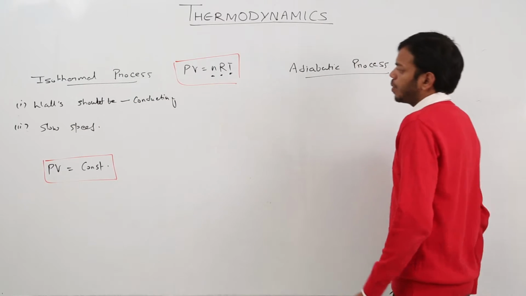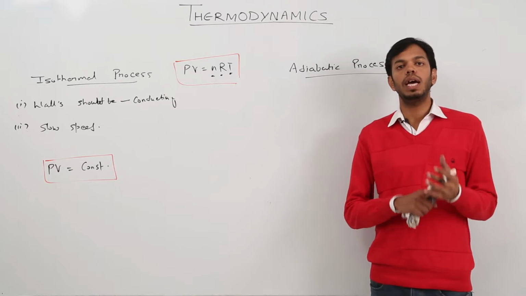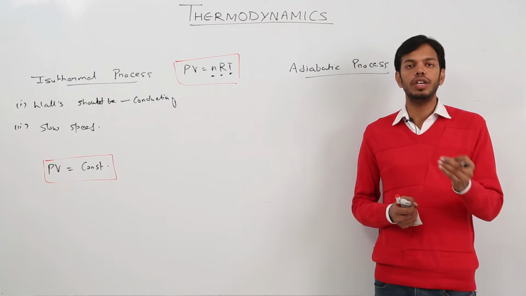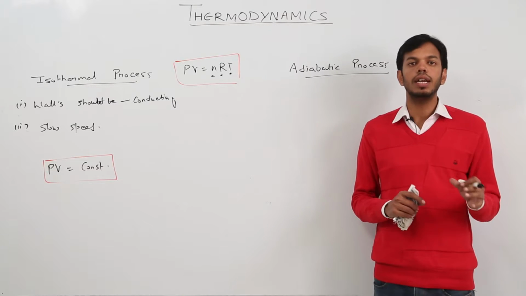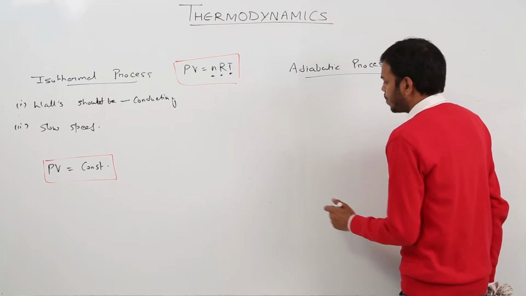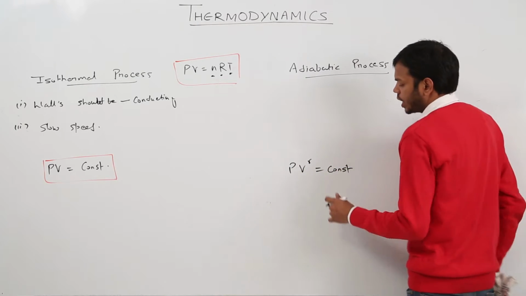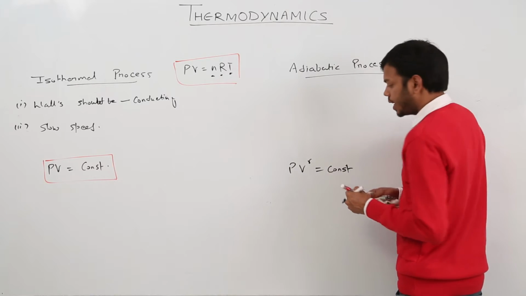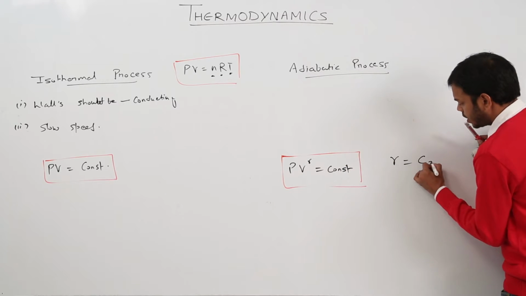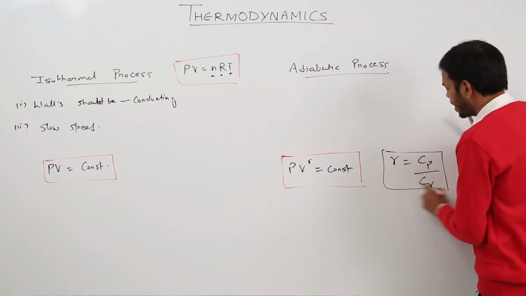Now in an adiabatic process, what is it? It is the process in which the pressure, volume and temperature of a system change, but heat does not enter or leave the system. That means P, V and T are all changing, but there is no heat intake or outgoing. So the equation of an adiabatic process is given by PV raised to the power gamma is a constant. Now what is gamma? Gamma is the ratio of the specific heat capacity at constant pressure, Cp, upon the specific heat capacity at constant volume, Cv.